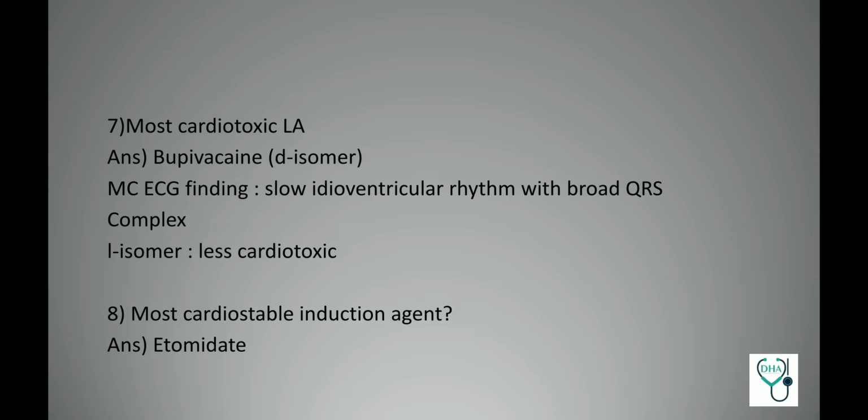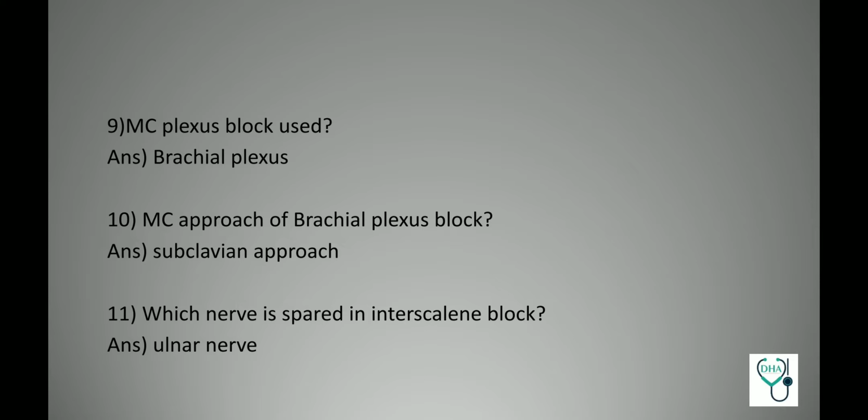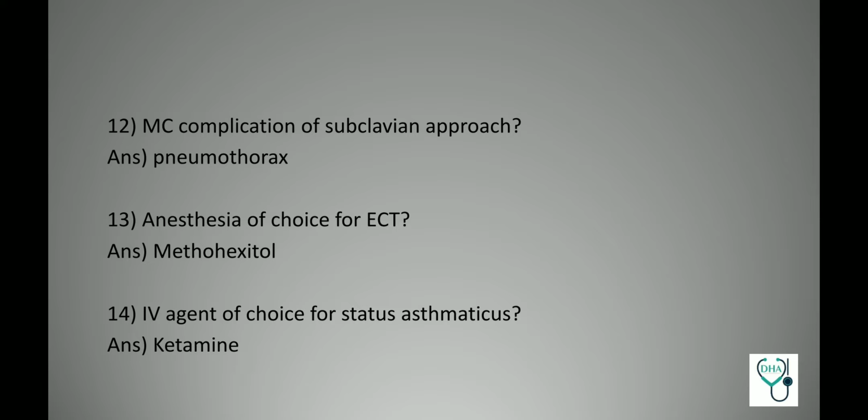Most cardiostable induction agent, etomidate. Most common plexus block used, brachial plexus block. Most common approach of brachial plexus block, subclavian approach. Which nerve is spared in interscalene block? Ulnar nerve. Most common complication of subclavian approach, pneumothorax.